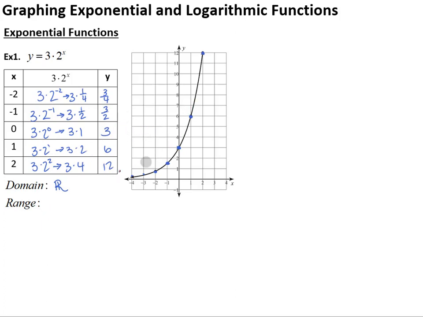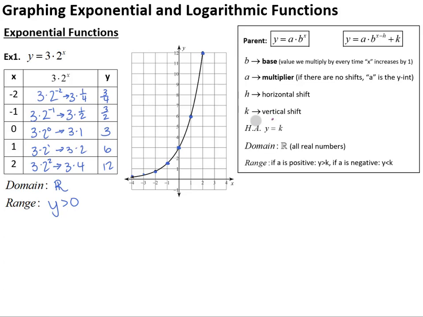Now, our range, though, does not go up and down forever. Think about it: we're multiplying by 2 every time x goes 1 unit to the right, and when we go left, we're continually dividing by 2. We're multiplying by 1/2, and this value just gets smaller and smaller, but it never gets to 0. So for this particular one, our range is that y has to be greater than 0, which means we have a horizontal asymptote at y equals 0 for this first function.